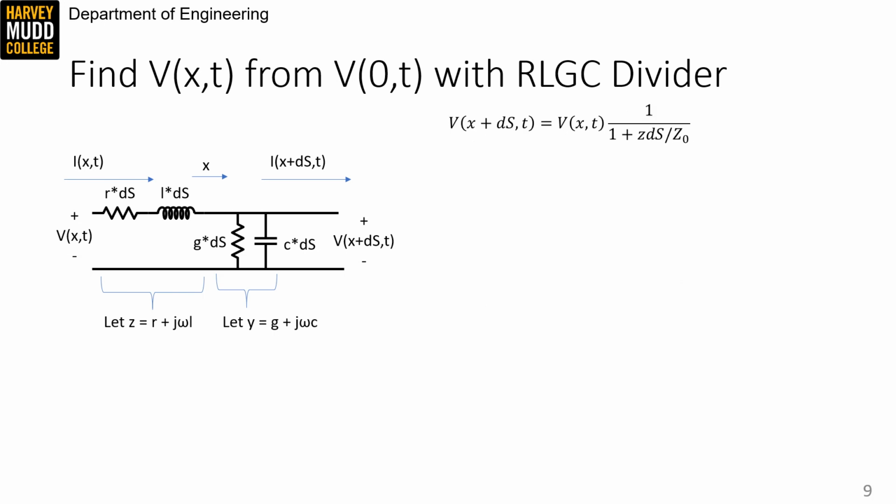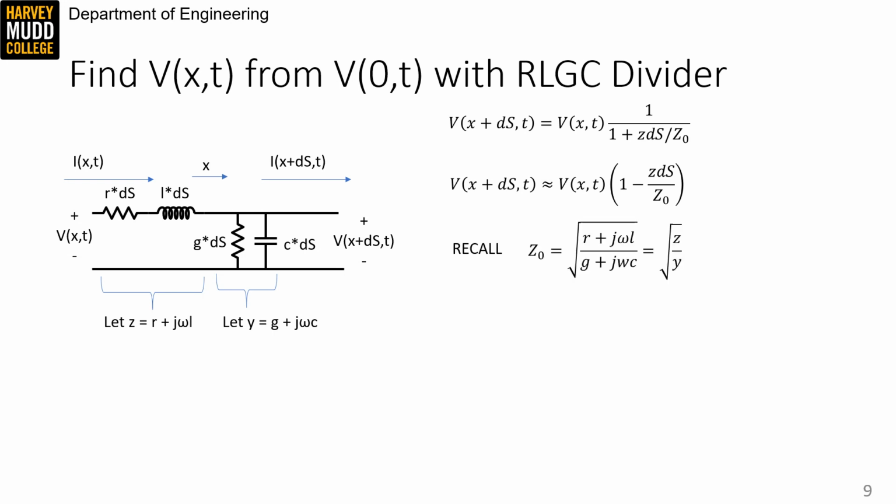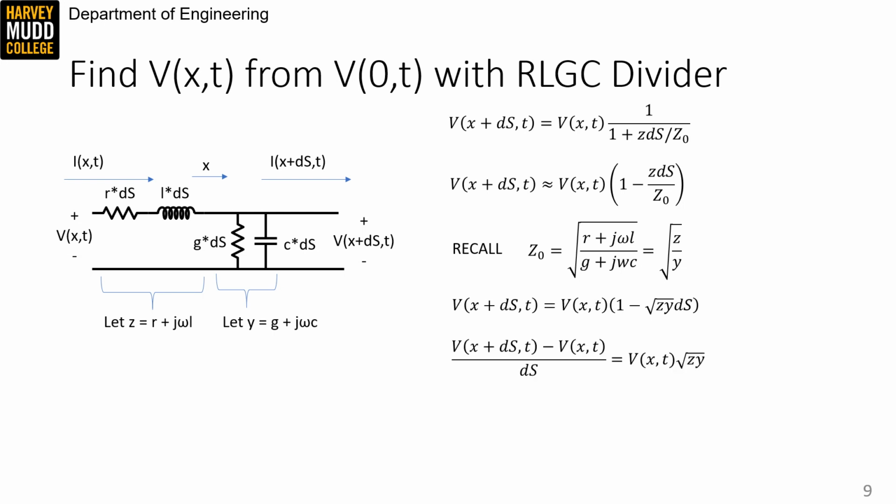Picking up where we left off, we can take advantage of the fact that ds is small by using a binomial expansion of our equation like this. Then we remember our expression for Z0 and observe that it can be expressed in terms of z and y. And we substitute that into our expression to get something tractable. We can move some terms around to reveal a derivative in the limit as ds goes to 0. Whew, that was a lot of work for a rather simple equation at the end of the day.